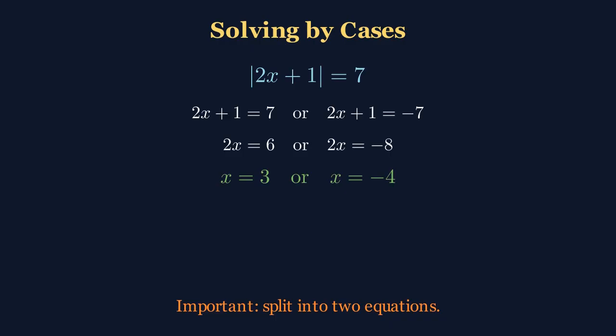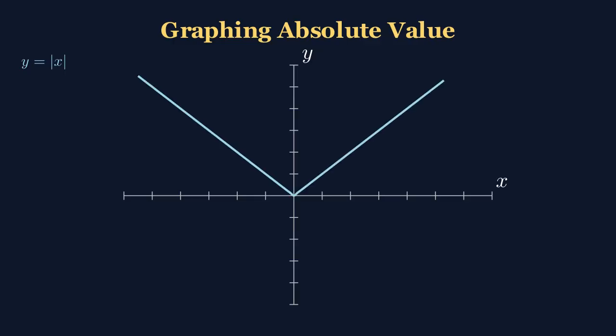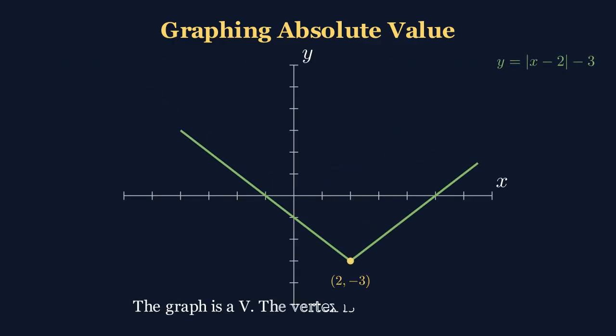The graph of an absolute value function has a V-shape. The basic graph y equals absolute value of x has its vertex at the origin. When we graph y equals absolute value of x minus 2, minus 3, the vertex moves to (2, negative 3). The vertex is the turning point of the graph.